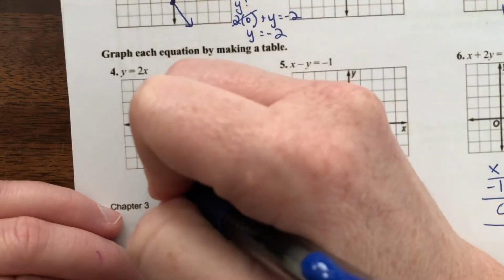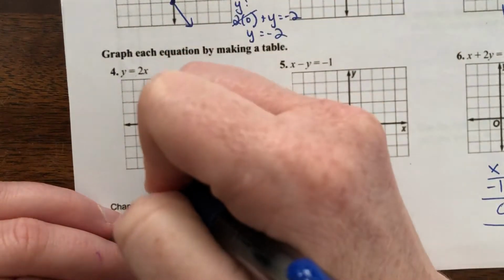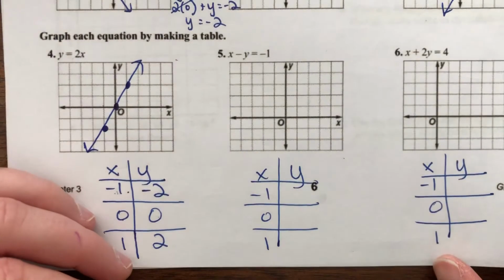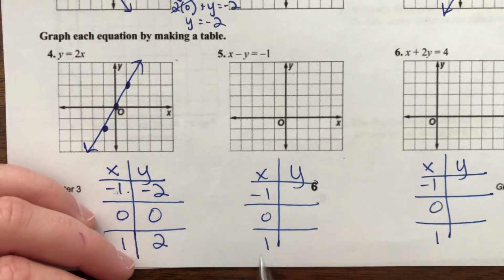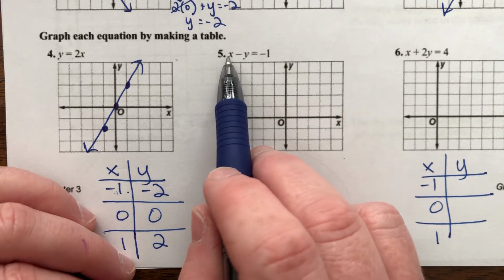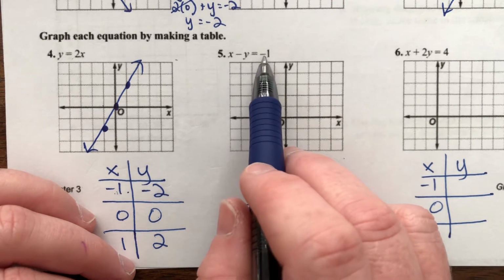So I've got about 3 dots here. I can connect them with a straight line, and I'm done. It's not a super straight line, but it's supposed to be. Okay, next column, I have a few numbers I'm going to plug in for x. That'll give me a y, and I can graph those. So if x is -1, -1 minus y equals -1.